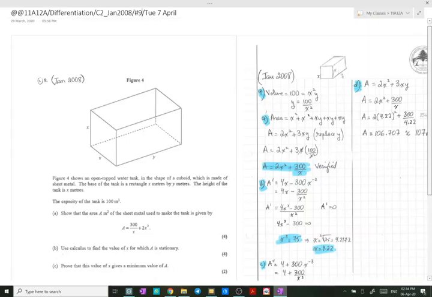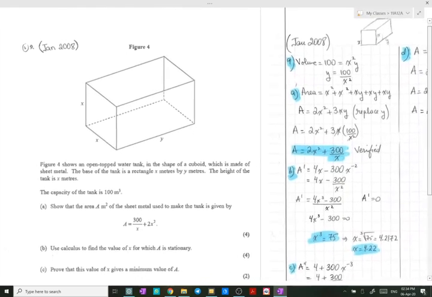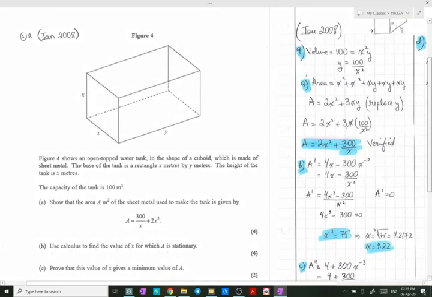Number 9, taken from the A-level past paper C2 January 2008, topic differentiation. Let us read the question. Figure 4 shows an open-topped water tank.